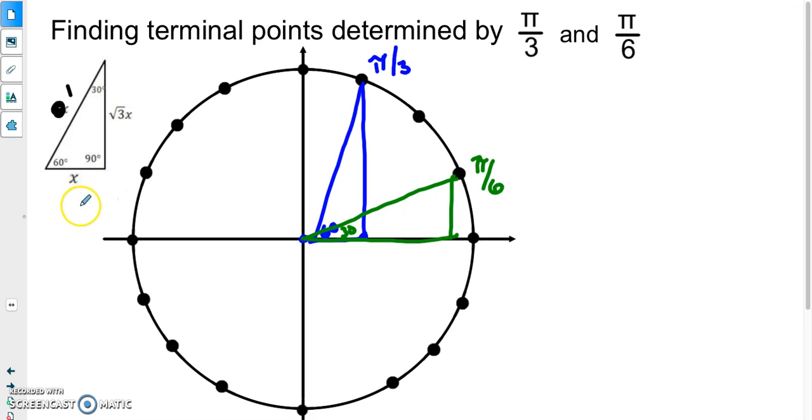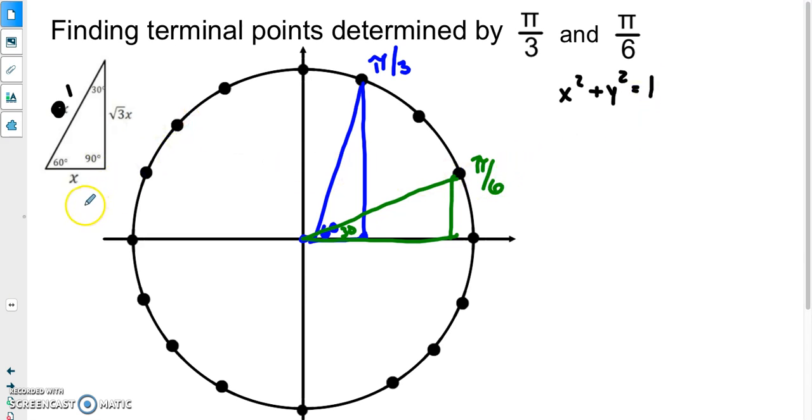Okay? We do have distinct values here. The legs are not the same. The short leg is represented as x, the long leg is represented as radical 3 times x. So the math is a little bit more difficult because it's not just x and x. We're still going to use our x squared plus y squared equals 1.